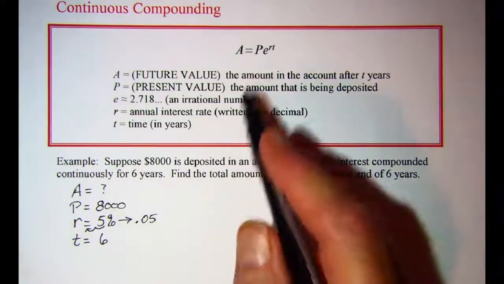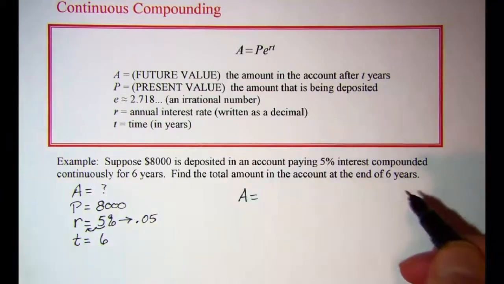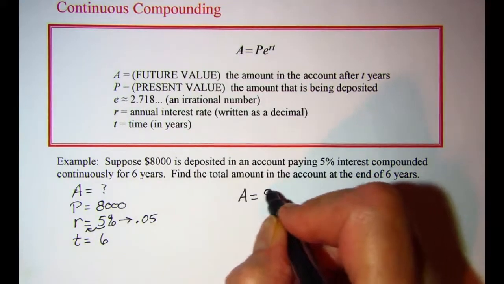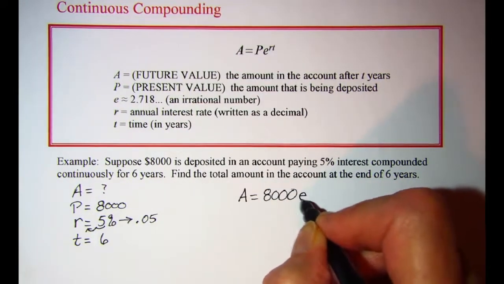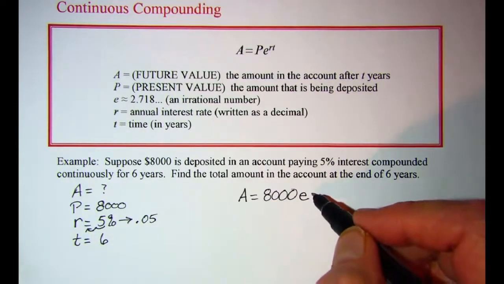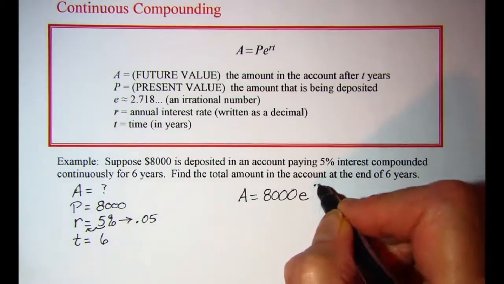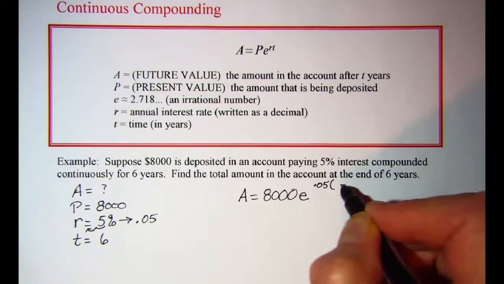So now let's write our formula. A, we don't know that, so we'll leave it as a variable. 8,000 is our P value. And then e is a constant, so we'll use the e button on the calculator. But that e is raised to the 0.05 multiplied by 6.